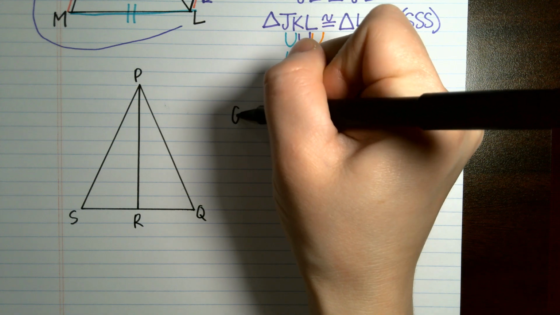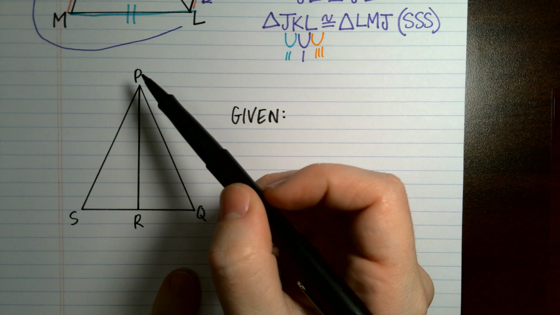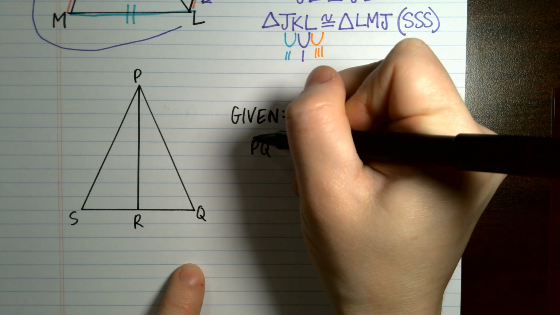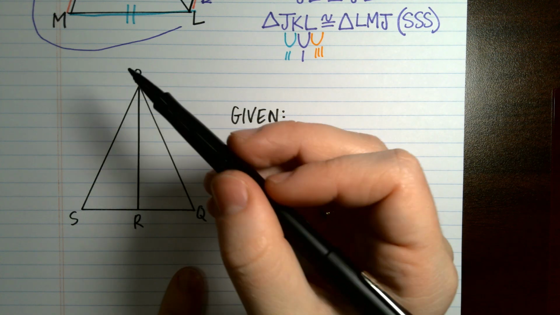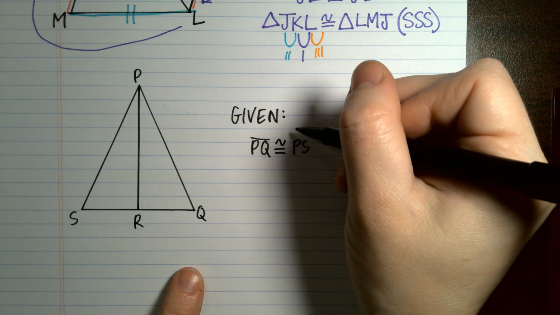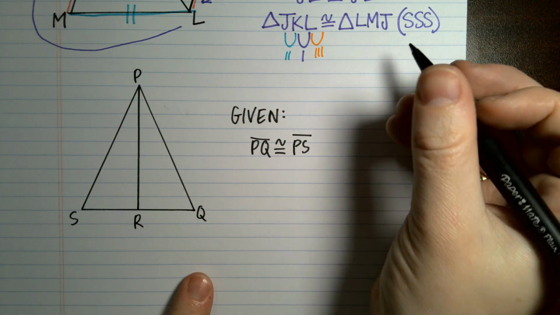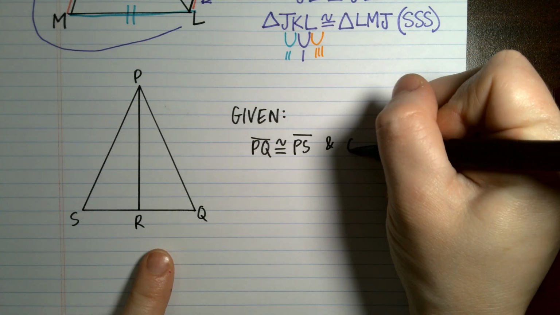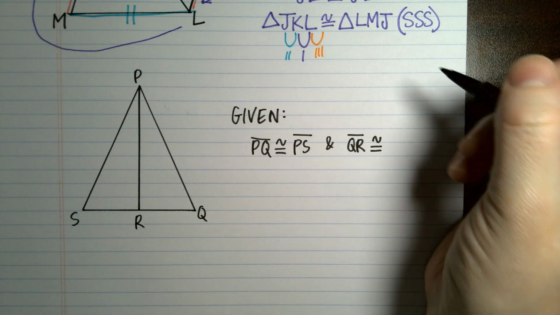I'm gonna give you that PQ is congruent to PS. So giving you that QR is congruent to SR.